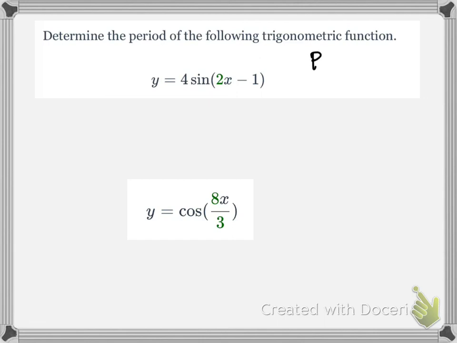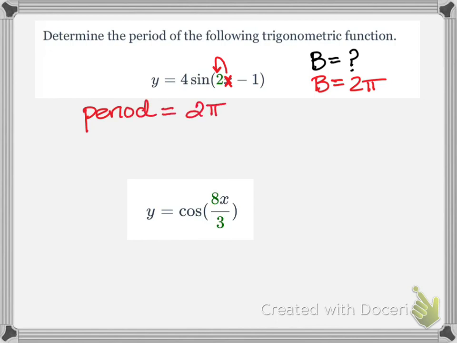What is my b value? My b value is always the coefficient of x. So look at my x. My x is right here. And what is in front of my x? In front of my x is the 2. So b value is equal to 2. So when I go to calculate my period, the formula for sine is 2 pi over b. So it's going to be 2 pi over 2 pi, because b is 2 pi.